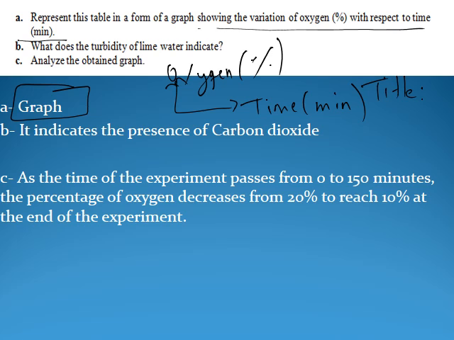Moving to part B, what does the turbidity of lime water indicate? This indicates the presence of carbon dioxide. You have to write carbon dioxide, not CO2, unless I wrote this. Part C, analyze the obtained graph. You have to see that as the time of the experiment passes from 0 to 150 minutes, the percentage of oxygen decreases from 20% to reach 10% at the end of the experiment.